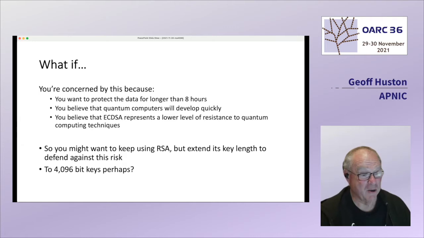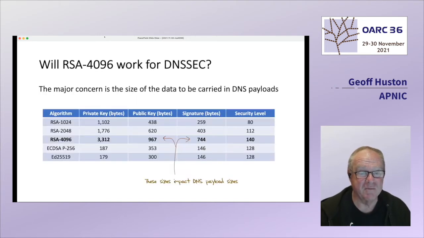Now, you might be concerned about this. You might want to protect your data for longer than 8 hours, and you might believe that quantum computers are going to happen really, really quickly. They might. I have no idea. You might also have an issue with ECDSA because it's a slightly lower level of quantum resistance. So, well, maybe you should try RSA with 4096-bit keys. Yeah? Well, let's have a look.